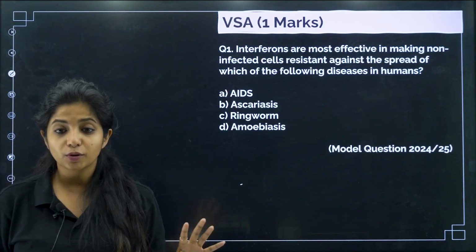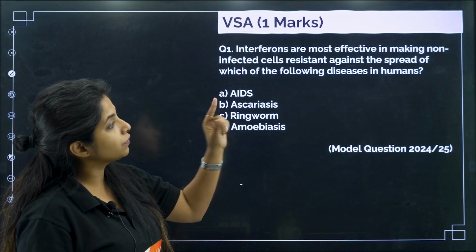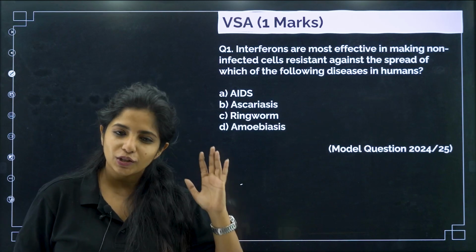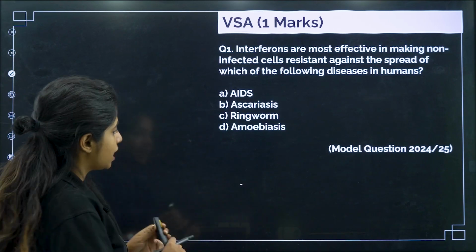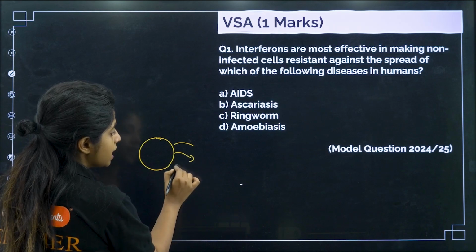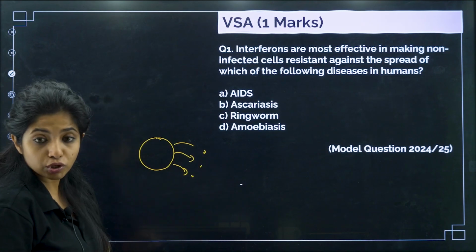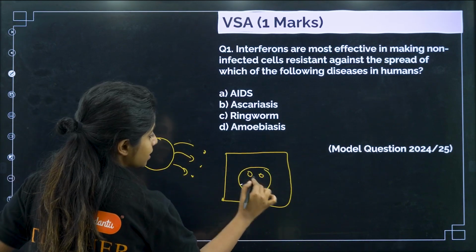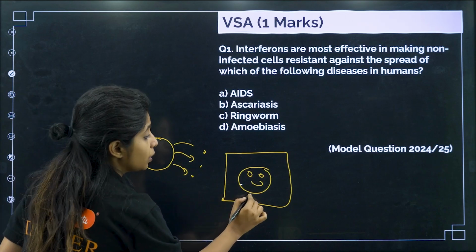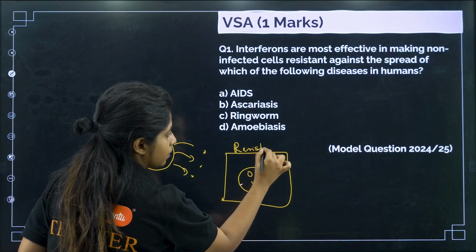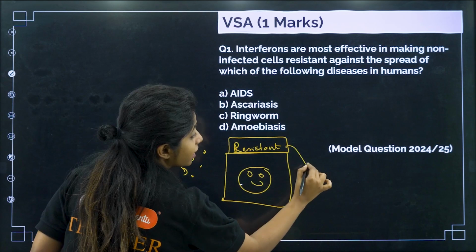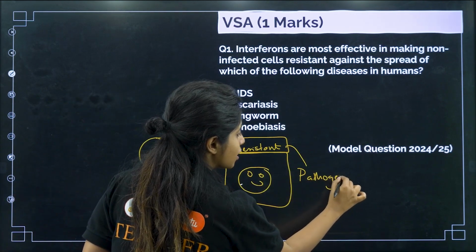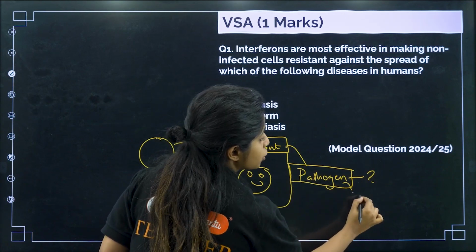So the first question from your model question paper: interferons are most effective in making non-infected cells resistant against the spread of which of the following diseases in humans? The question says, if some cell is releasing something known as interferons, these interferons are helpful for other cells, because they make those cells resistant against some type of pathogen. They are asking which would be that pathogen and which is that particular disease.